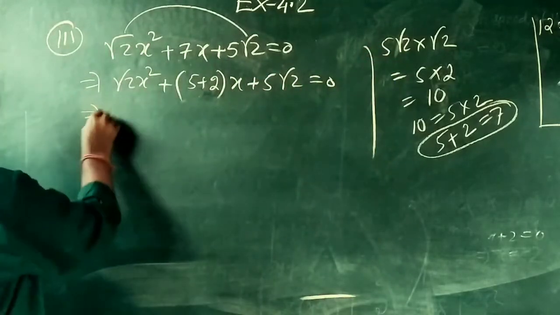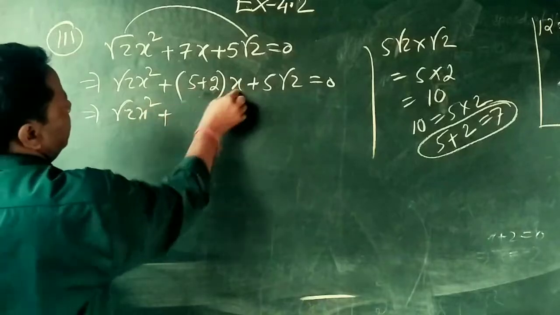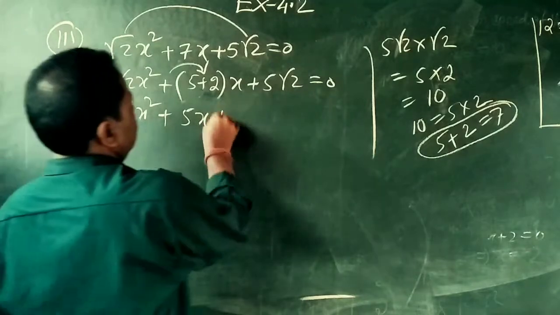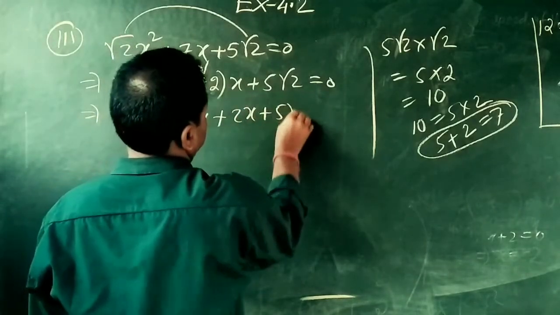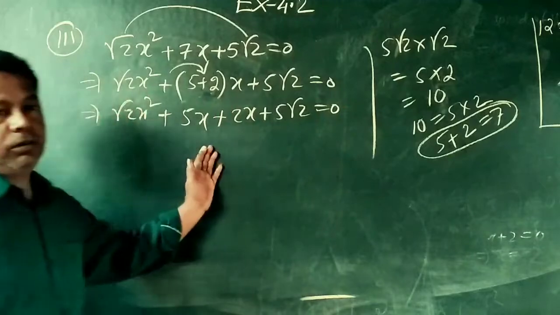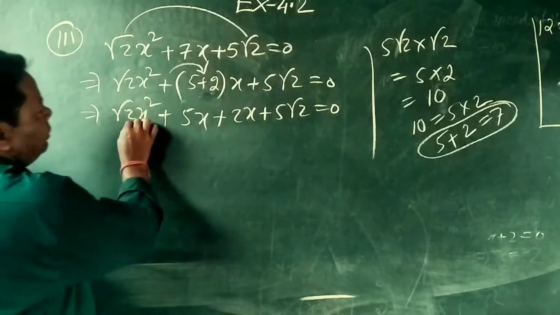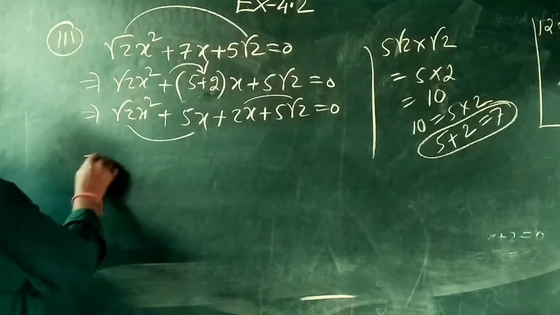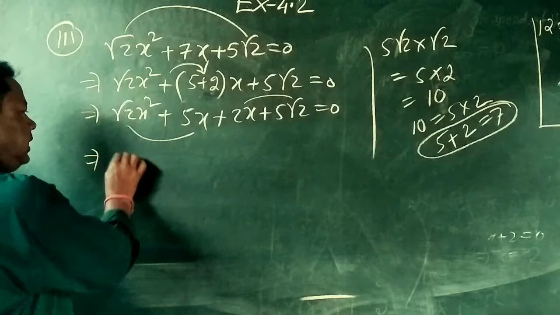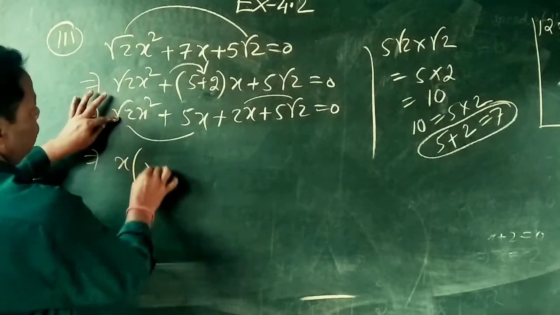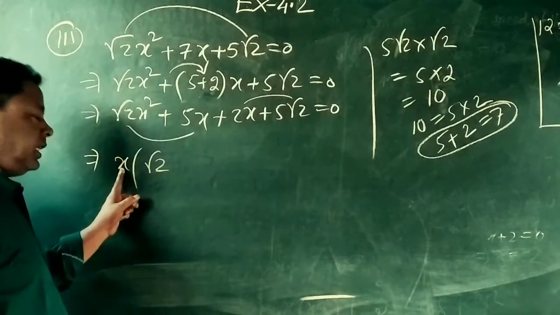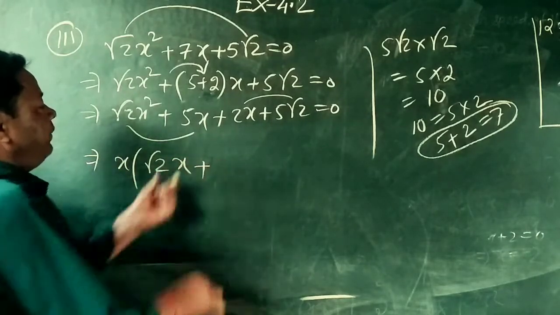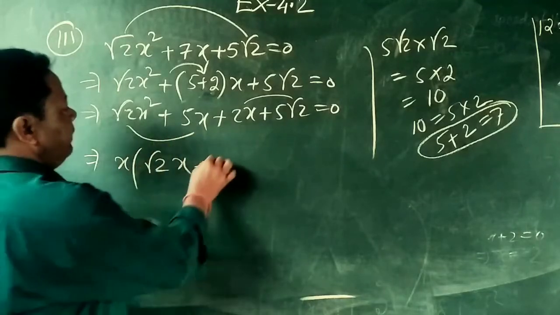Now we'll remove the bracket. 5 into x, 5x, plus into plus, plus 2 into x, 2x, plus 5 root 2. Now we have got 4 terms already. So whenever we get 4 terms, we will make 2 groups, taking 2 terms in each group. Therefore, from the first group, the common factor is only x. Then here we get root 2. From x squared, x is taken common. Then one more x is left. Plus from 5x, x is taken common, then 5 is left.